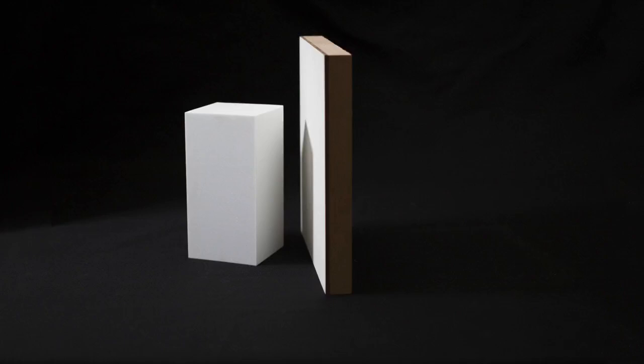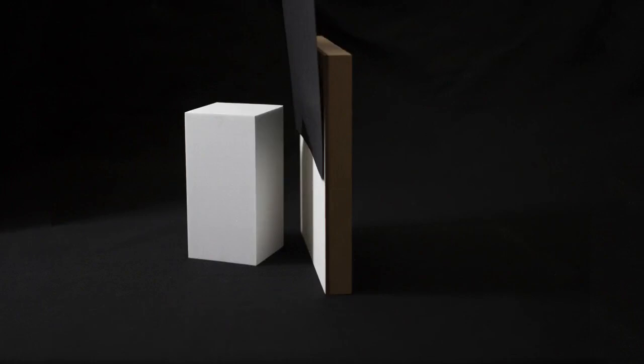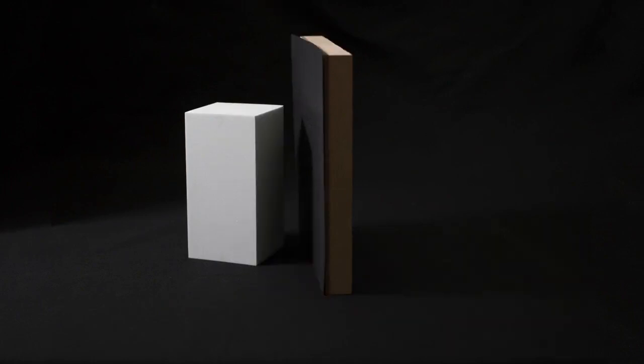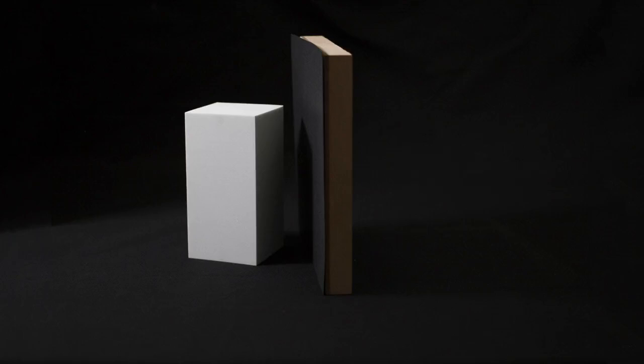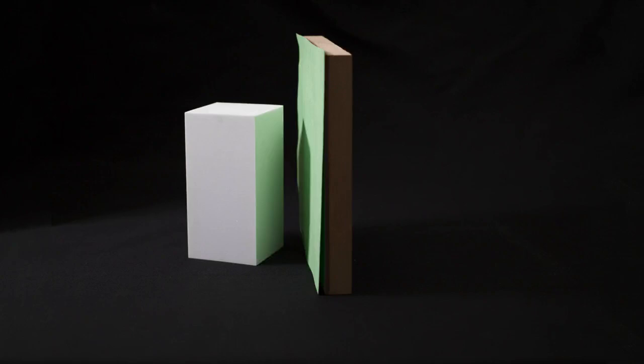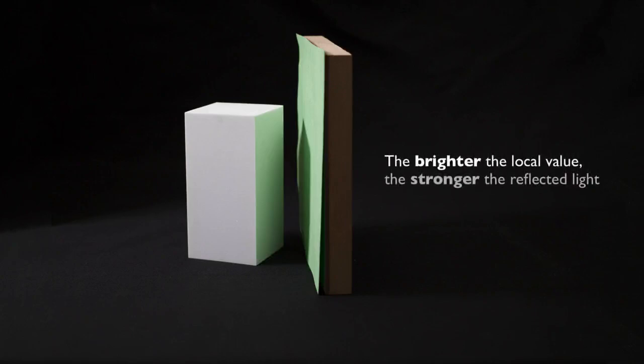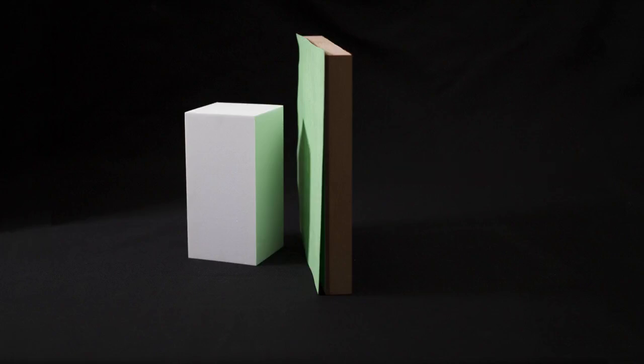Now I'm going to cover the white reflector with a sheet of black paper. Again, focus on the form shadow area of the box. There's almost no reflected light left now. This means the local value of the reflector is really important. The local value is the brightness or darkness inherent in a material. Now let's switch the black paper for a green paper. The brighter the local value, the stronger the reflected light. You can also see that the green color is transported by the reflected light onto the box.